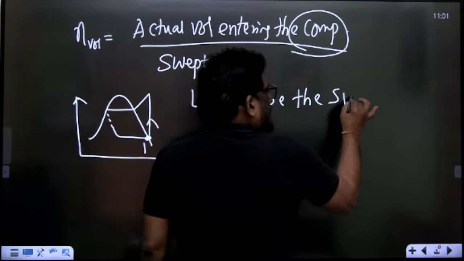If m dot is in kg per second, this will have a unit of meter cube per second. If m dot is in kg per minute, possibility है sir, and V1 is meter cube per kg, so this will be meter cube per minute. So depending on the unit, I'll proceed, sir. Is it clear? So the actual volume entering is m dot v1 by swept volume.